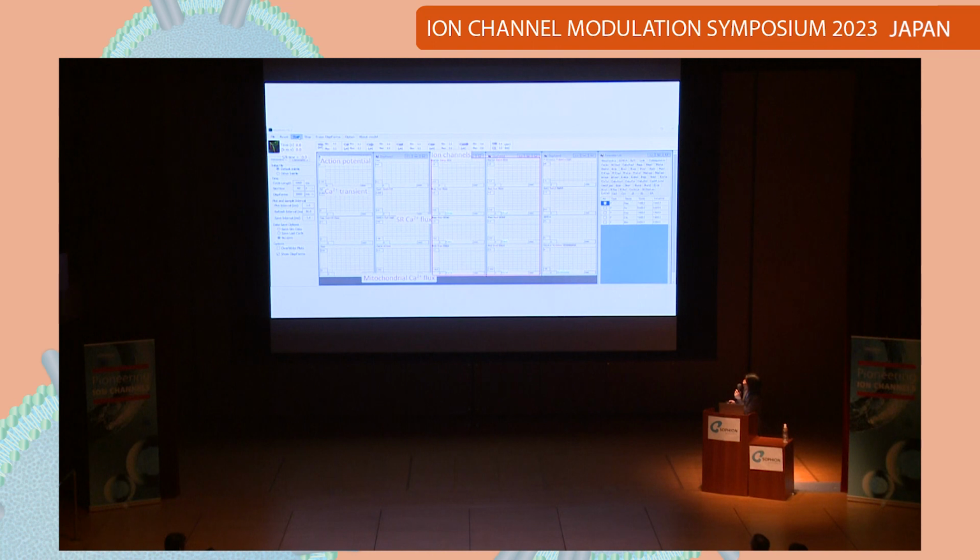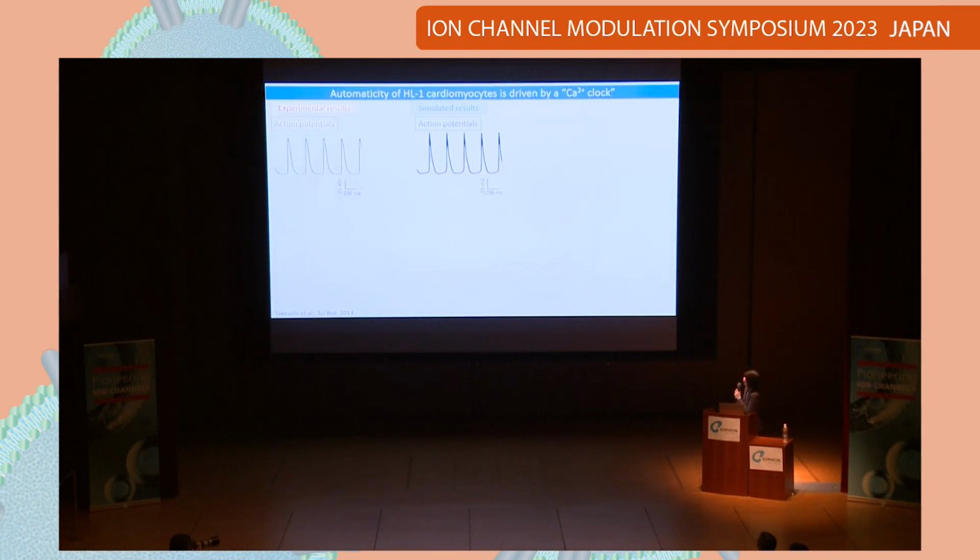Let me show you our simulation platform. We can see the spontaneous generations of action potentials and calcium transient. At the same time, we can track each ion channel current here, SR calcium fluxes, and mitochondrial calcium fluxes. Heart rate and cycle lengths are calculated every 1 second and shown here. Again, our HL1 model reproduces the spontaneous generation of action potentials as observed in HL1 cardiomyocytes.